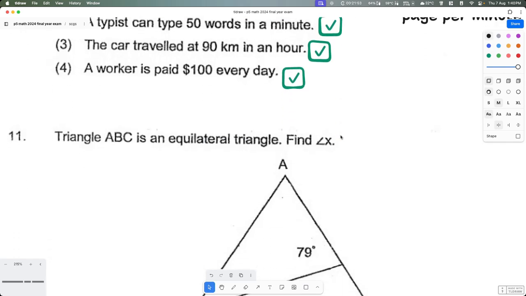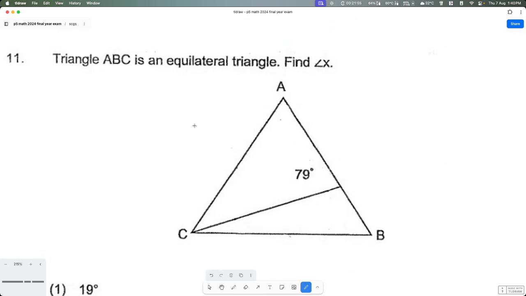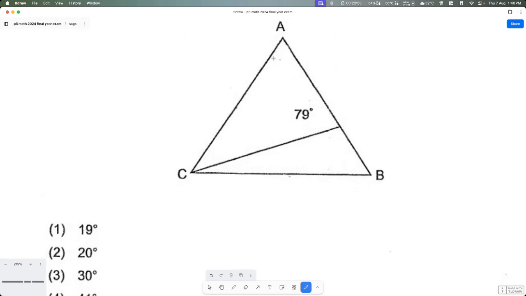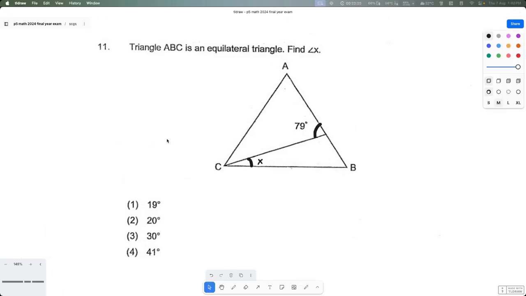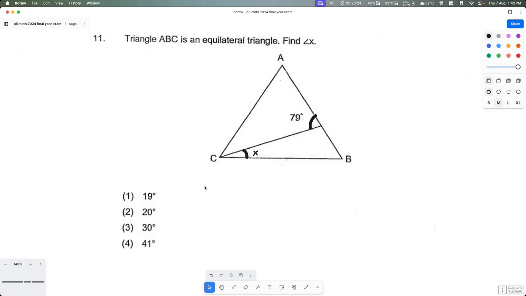Okay, let's move on to question 11. ABC is an equilateral triangle. Find X. Where is X? Okay, so I found X. Hopefully this makes a lot more sense. Now what we can do is get this angle over here, this is C something AC. So I'm going to put here D, so it's easier to reference. Okay, D over here.